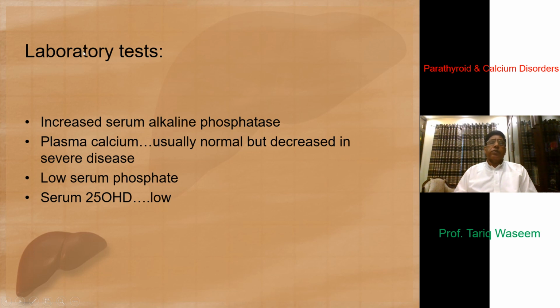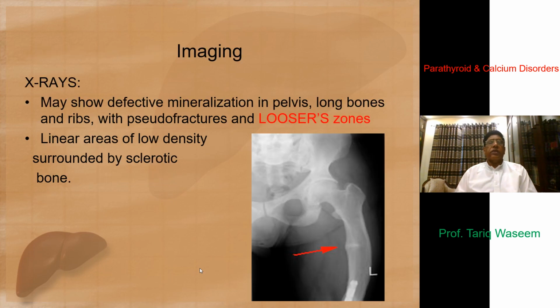In the lab tests you perform, invariably they would have an increased serum alkaline phosphatase because of increased osteoblastic activity. Plasma calcium usually is normal, but it would be decreased in severe cases. But more importantly, the serum phosphate would be low, and they would have low 25-hydroxy vitamin D levels.